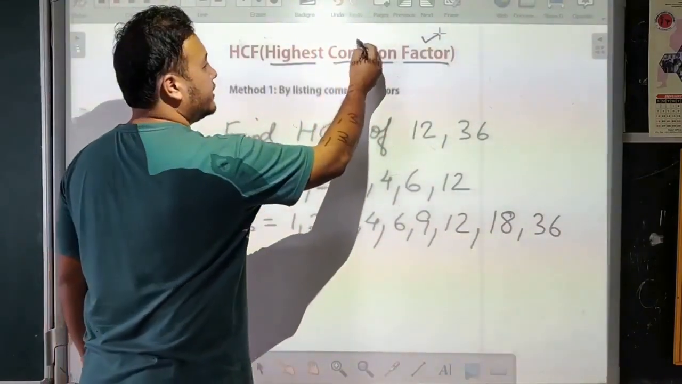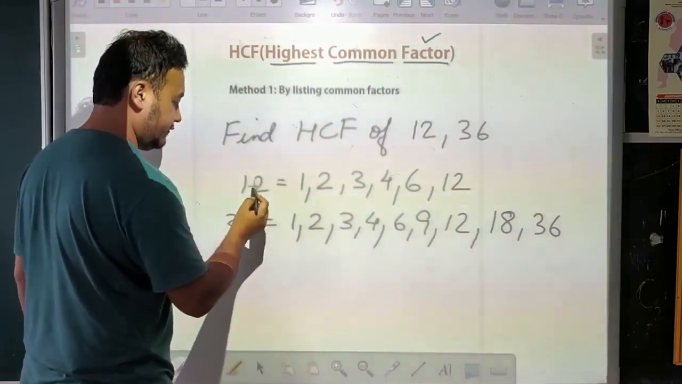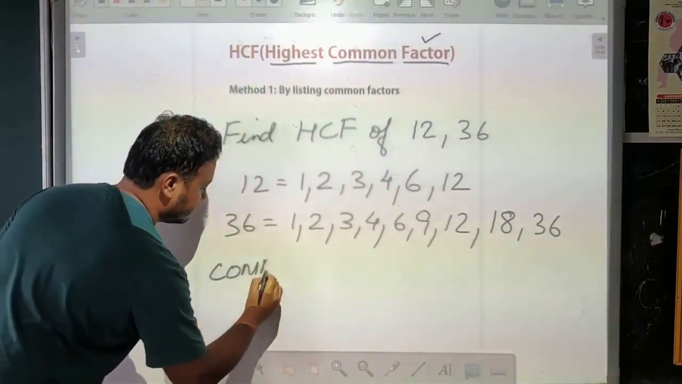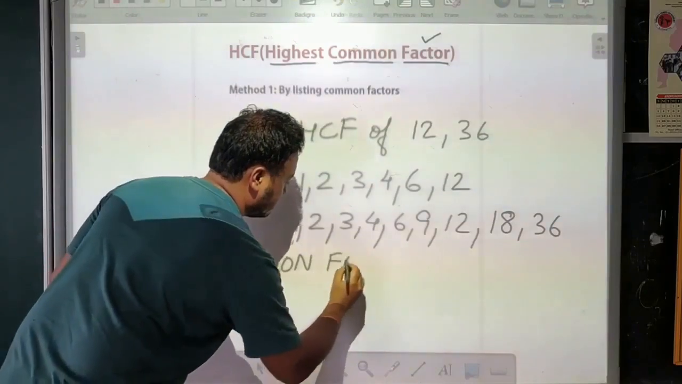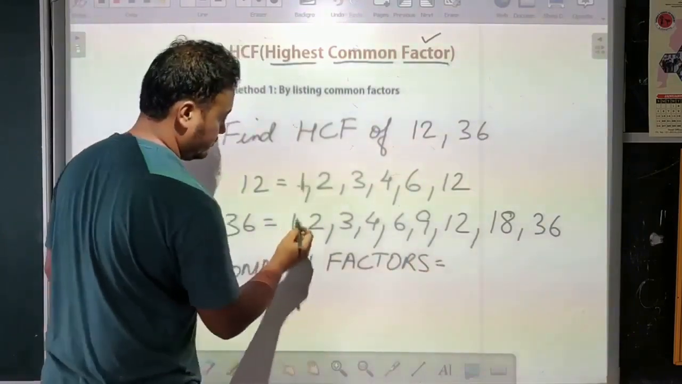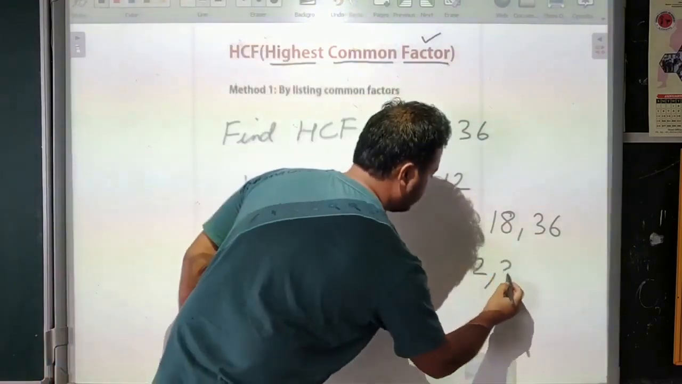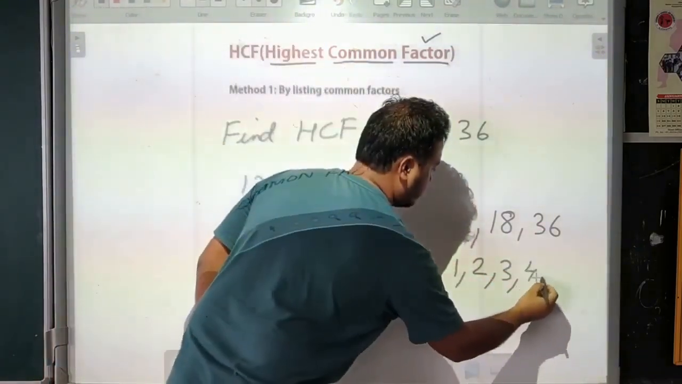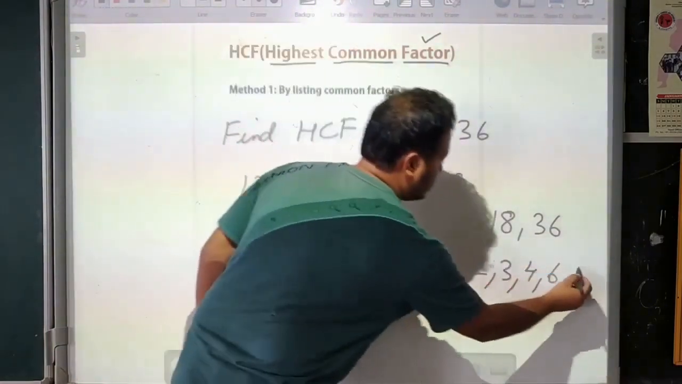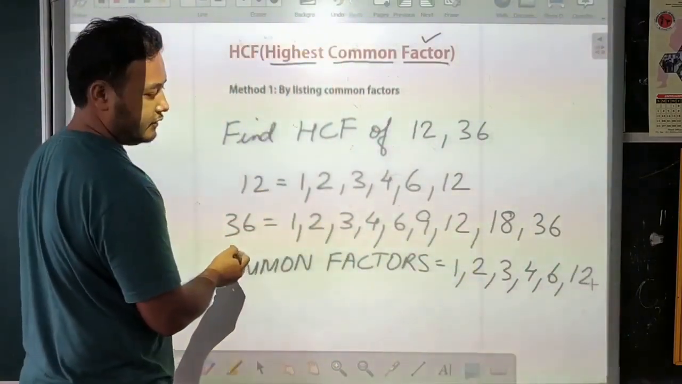Then now we find what is common to both the numbers. What are the factors which are factors of 12 as well as factors of 36? So as you can see here, the common factors are 1, 2, 3, 4, 6, and 12. So these are the factors which are both factors of 12 and factors of 36.